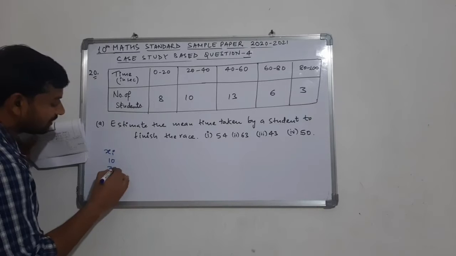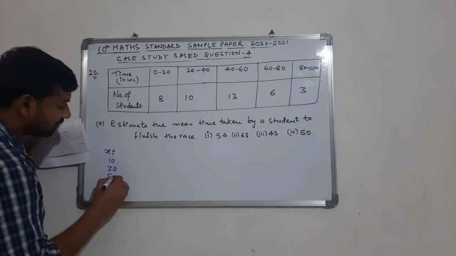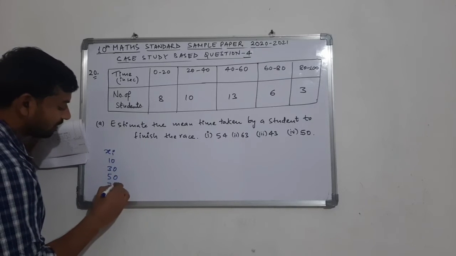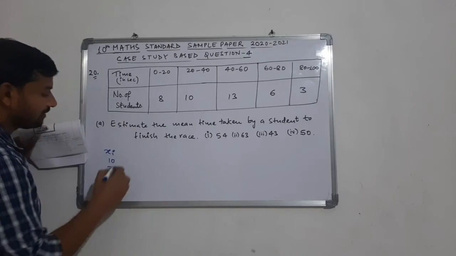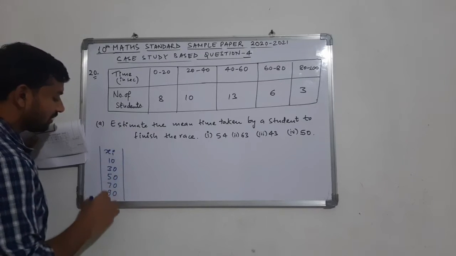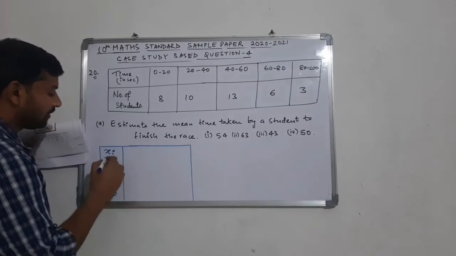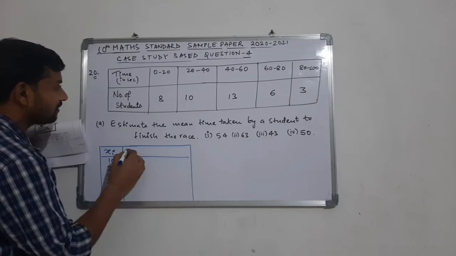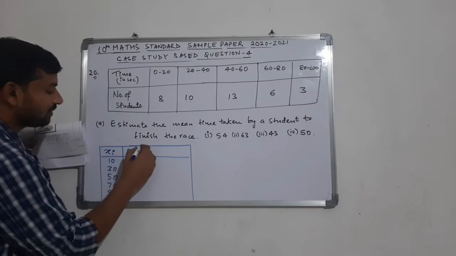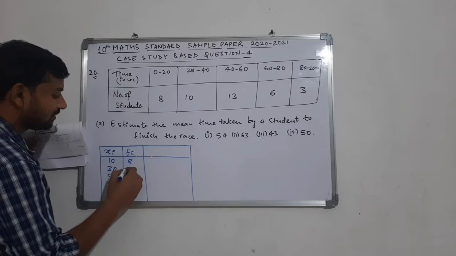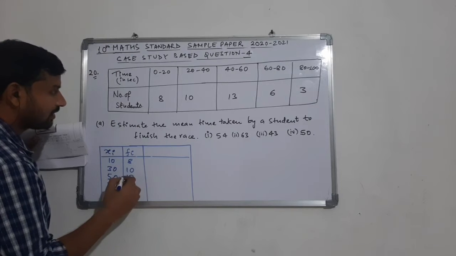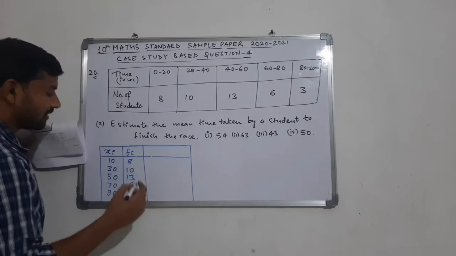Then the next will be 30, then 50, then 70, and the last one will be 90. These are the class marks according to the given data. Then we have the frequencies with us. The fi, the number of students, are given: 8, 10, 13, 6 and 3.